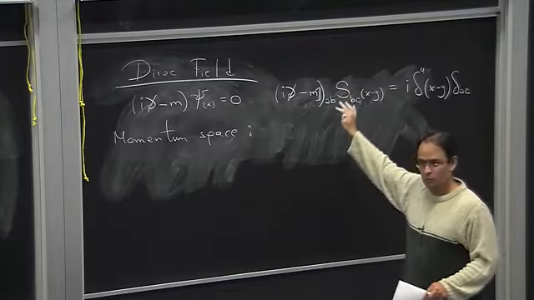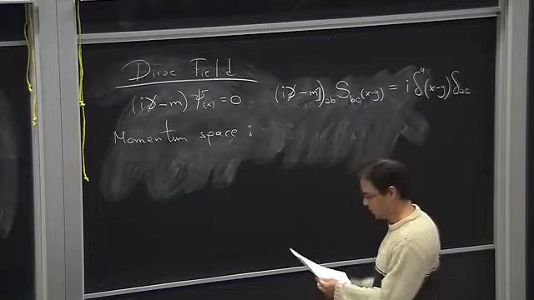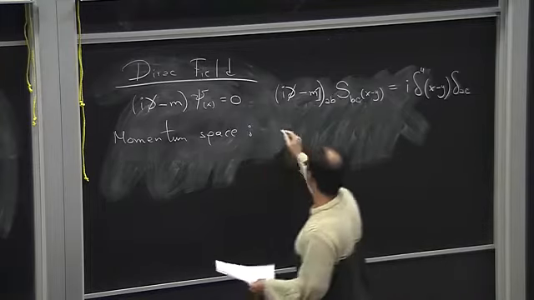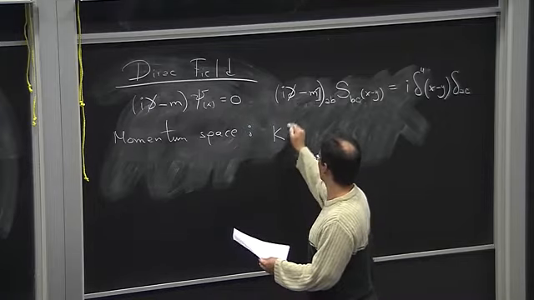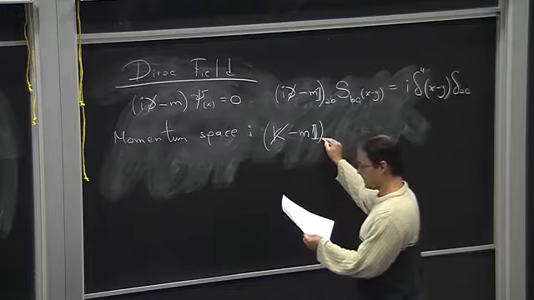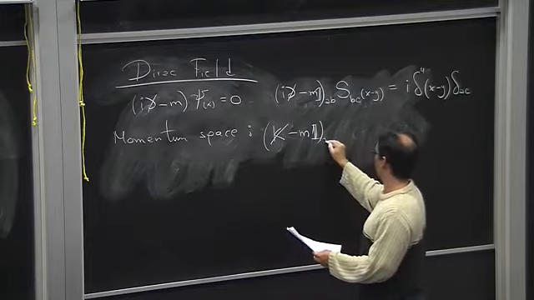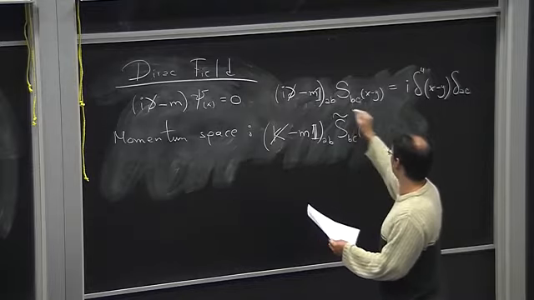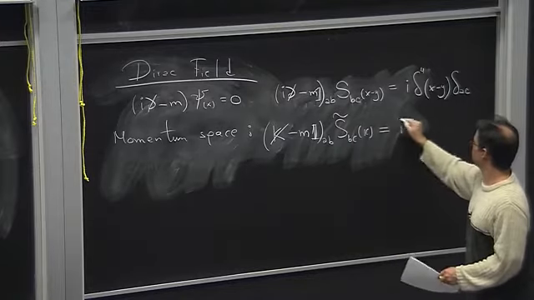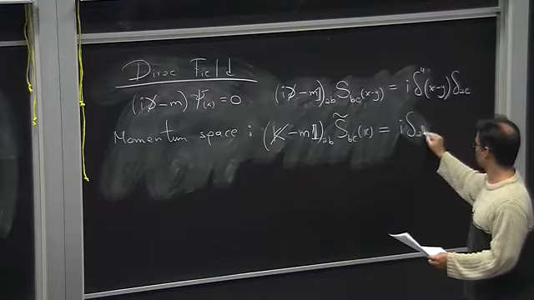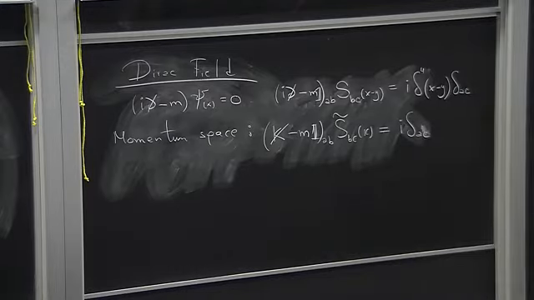No, we just have to check what this is. You will see what's going to happen. So let's go to momentum space. So in momentum space, our equation looks like this. Okay, looks pretty good. Can we solve it?